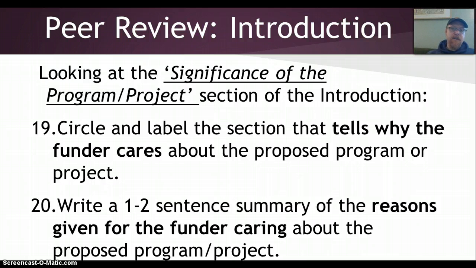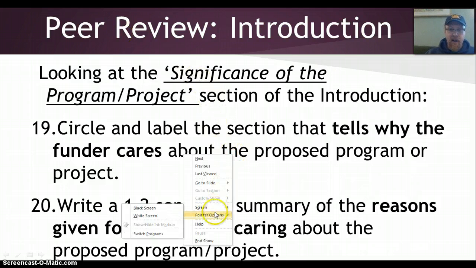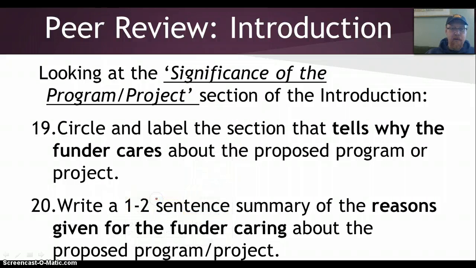So the final section of the introduction that I asked you to write was the significance of the program or project section. And I'd like for you to again circle and label the section that tells why the funder cares. Let me get my pen going. So why the funder cares about the proposed program or project.